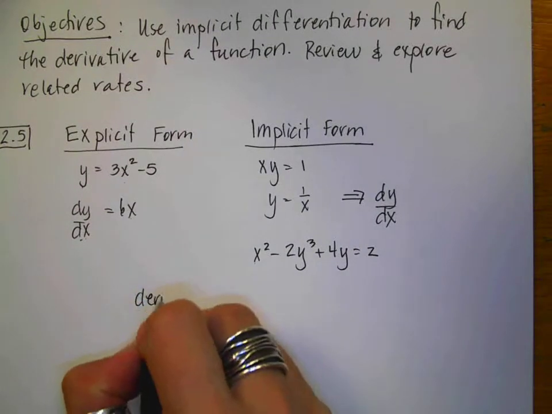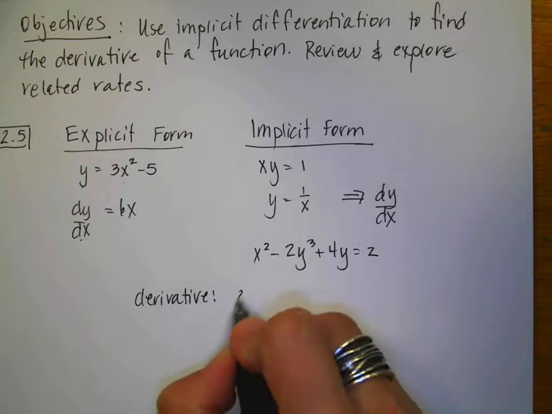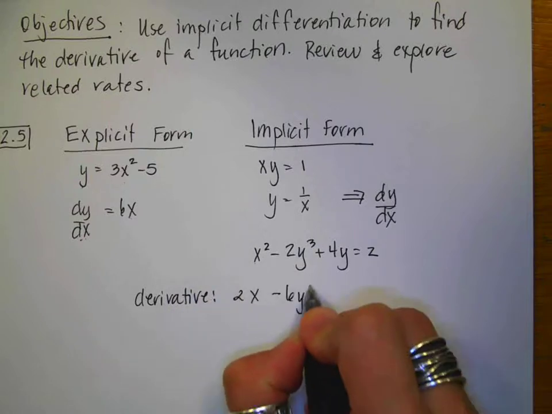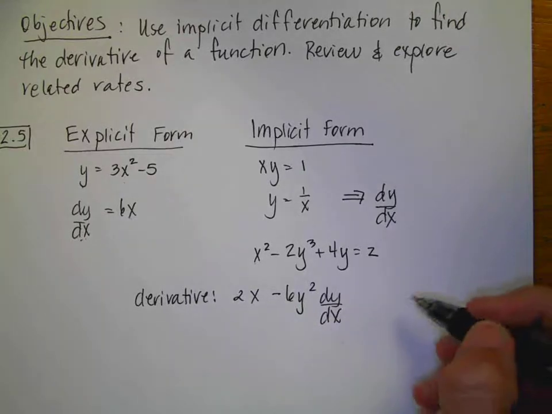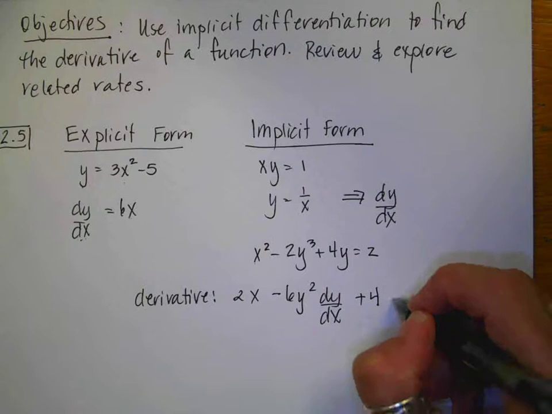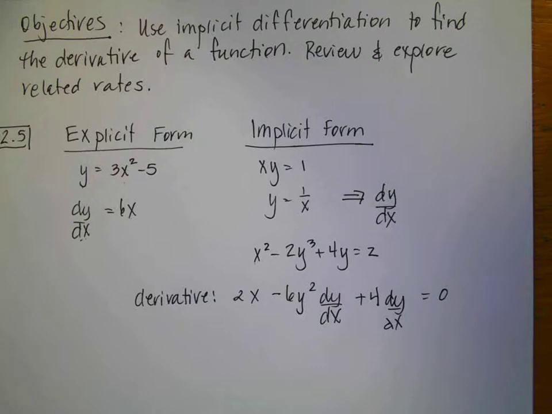So let's take the derivative of this guy, just as a reminder, and I would get 2x minus 6y squared. Remember, I'm taking the derivative of a y, so it generates a dy dx, plus 4 dy dx, and then the derivative of a constant is 0.